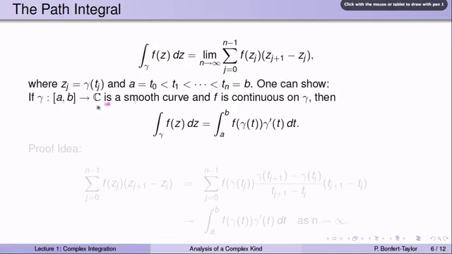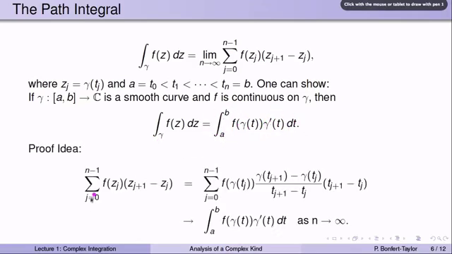Let me show the following. If gamma is a smooth curve and f is continuous on gamma, then this integral of f of z dz over gamma can be found by taking f evaluated at gamma of t, multiplying that by the derivative gamma prime of t, and taking the integral from a to b over that product. Why is that? Here's the idea of the proof. This is the sum that we use to define the integral. To get the actual integral, you would put the limit as n goes to infinity in front of it.